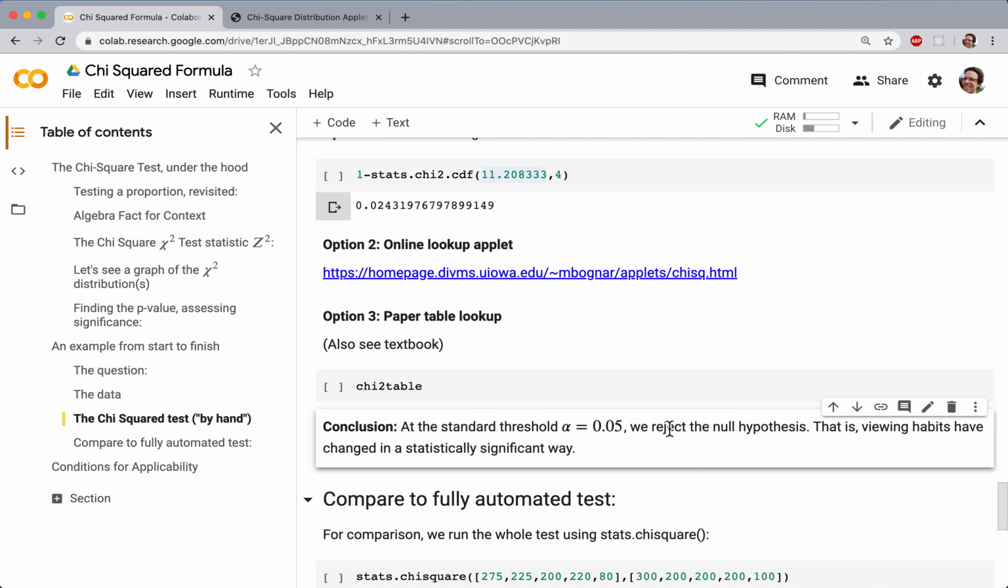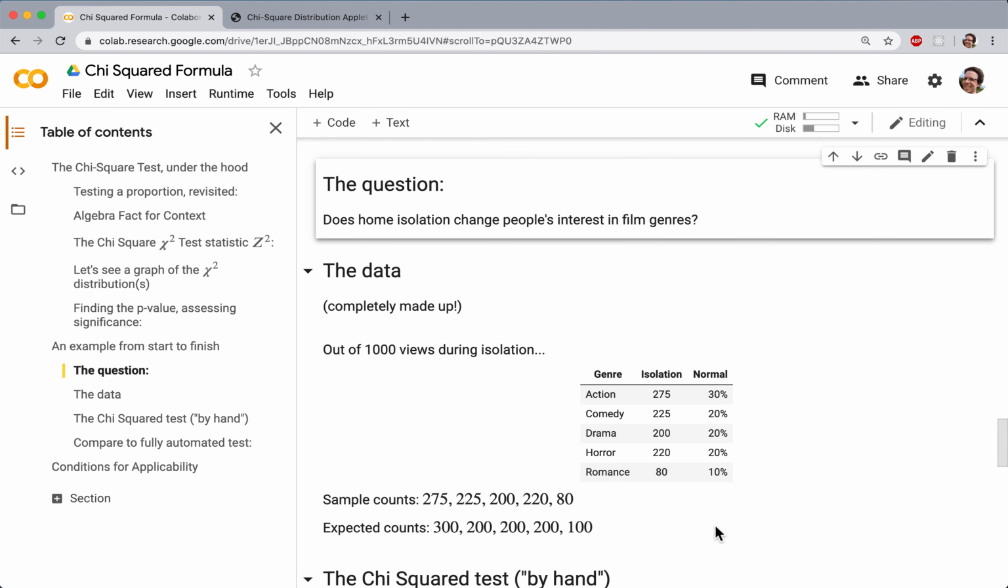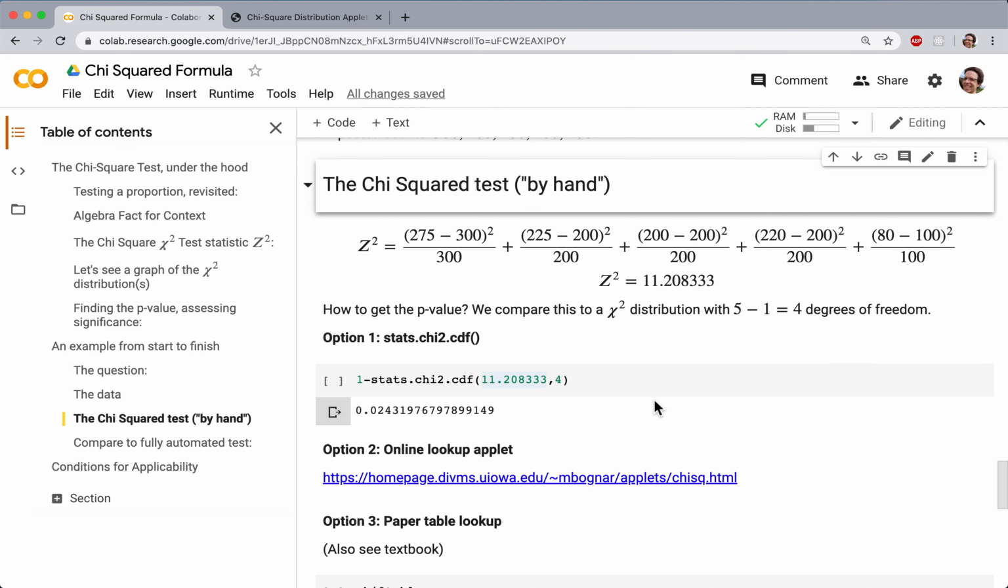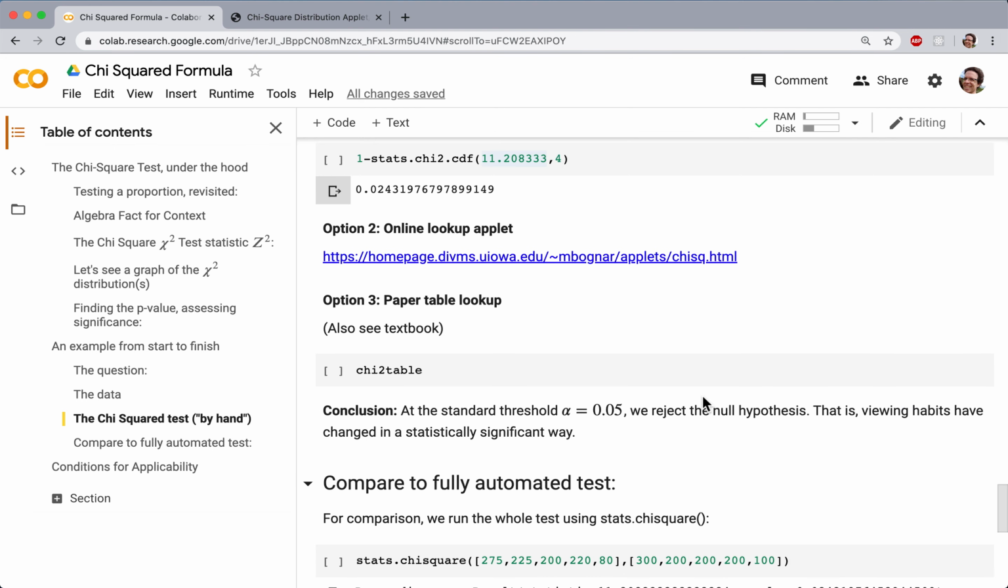Now, what does it mean to reject the null hypothesis? In this problem, the null hypothesis is the hypothesis that these isolation views are just normal views. They're just a little different randomly, but they're normal views. The alternative hypothesis is there's been some sort of change. I don't know what, but some sort of change. So the final conclusion is, by rejecting the null hypothesis, we say the viewing habits have changed in some statistically significant way.